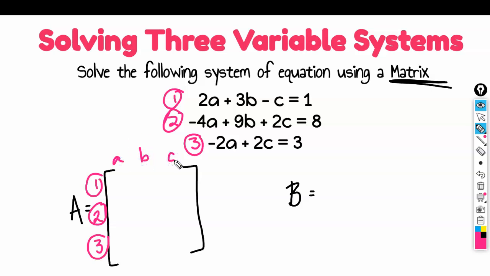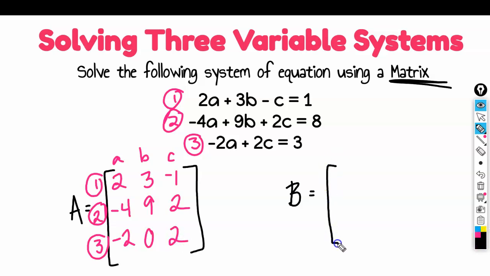So the first number that I have in front of A is 2. Then I have a 3 in front of the B, and then I see negative C, so that's a negative 1. Then in my second equation, I have a negative 4, I have a 9, and I have a 2. And then down here on the last equation, I have a negative 2 in front of A. I don't see a number in front of a B because I don't even see a B. So if there's no B's, that's 0. And then I have 2.